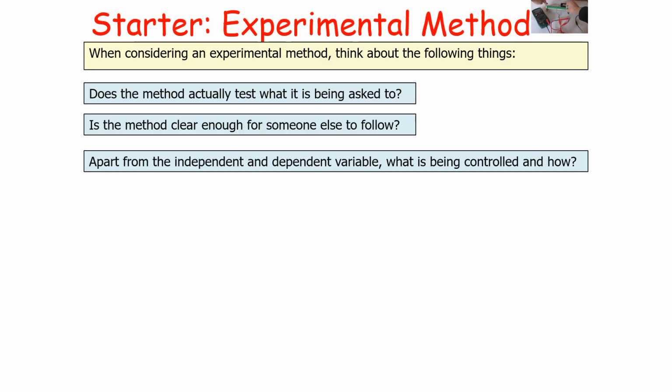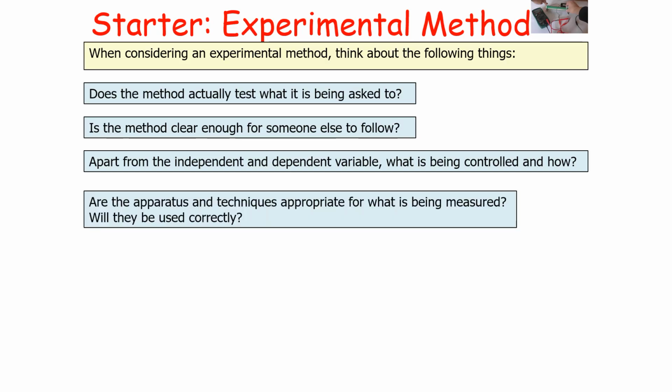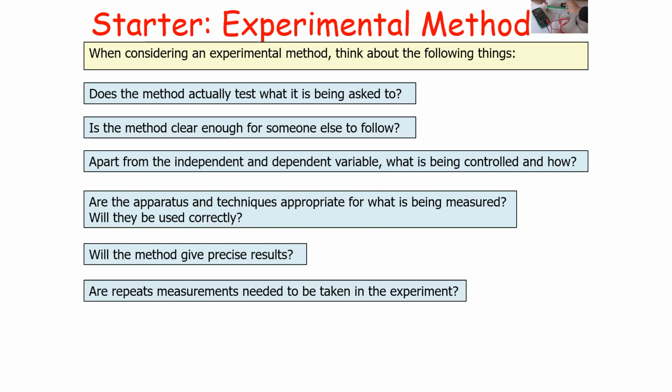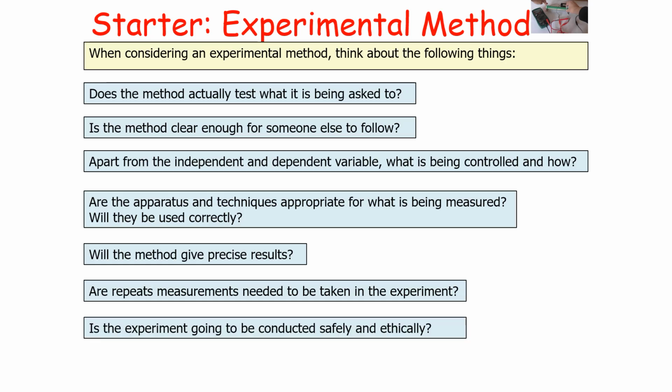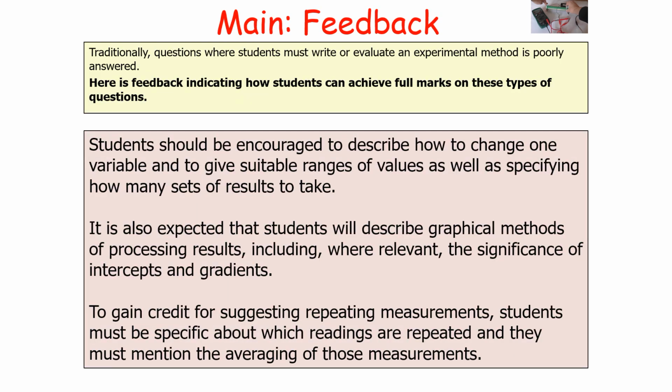Apart from the independent and dependent variable, what are you controlling and how? Are the apparatus and techniques appropriate for what is being measured, and will they be used correctly? Will the method give precise results, i.e. will you get repeats with very little variation? Are repeat measurements needed to be taken in this particular experiment, and is the experiment going to be conducted safely and ethically?